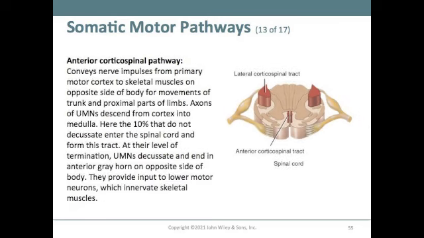And this next slide is the same table, the same page, and it's outlining the anterior corticospinal pathway, which conveys nerve impulses from the primary motor cortex to the skeletal muscles on the opposite side of the body for movements of the trunk and proximal parts of the limbs.